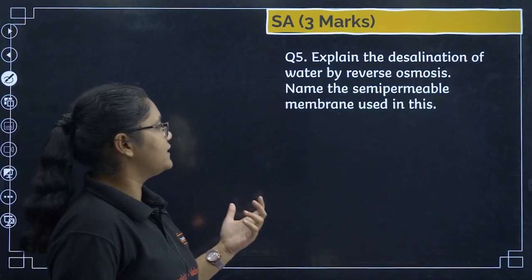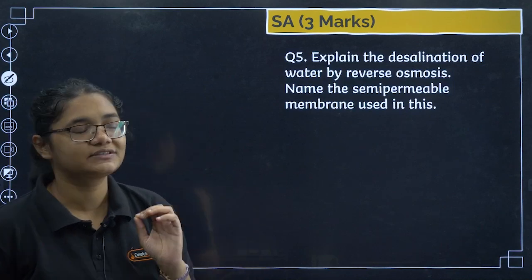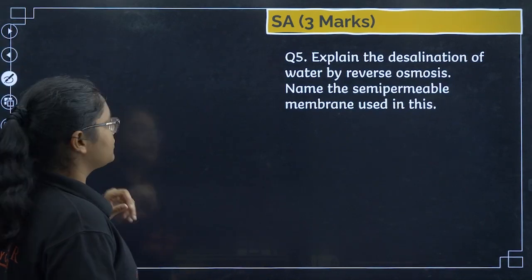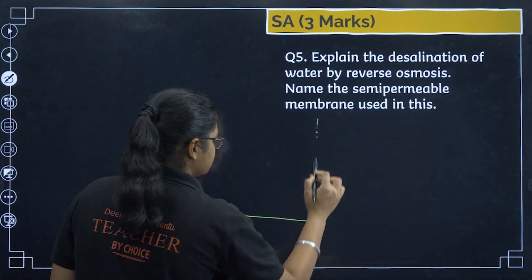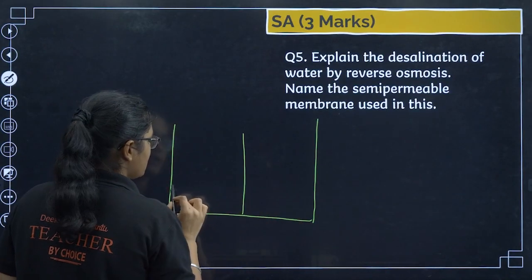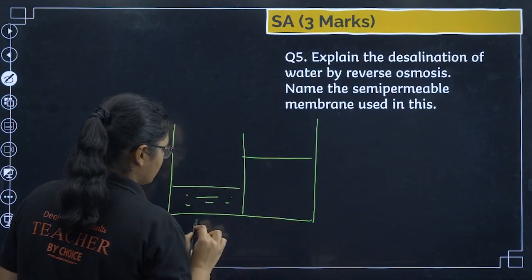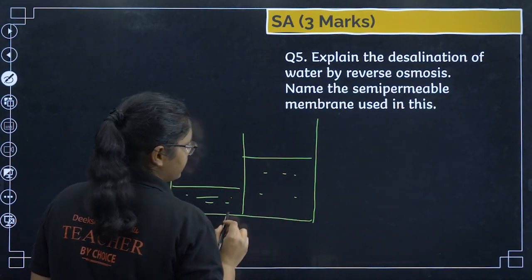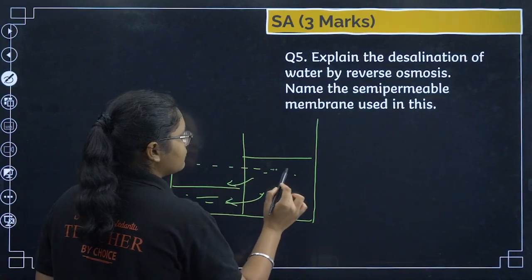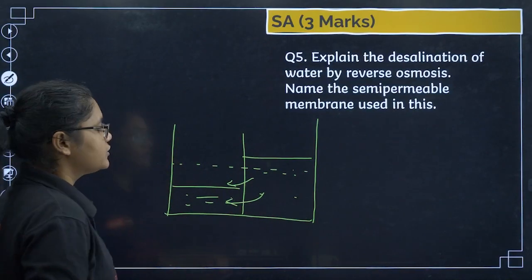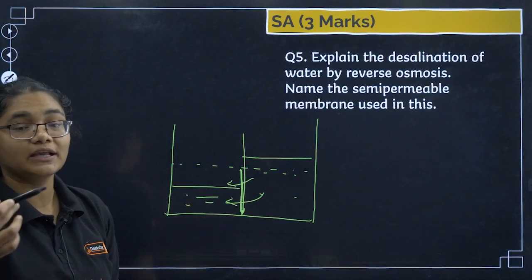Next, explain the desalination of water by reverse osmosis. Name the semi-permeable membrane used in this. So desalination of water by reverse osmosis. So if you know what is osmosis, so if I have two sides, here it is less concentrated, here it is more concentrated. So what will happen? Water will flow in this direction till the level of water in both the case becomes equal. So the pressure that is required here to stop this osmosis is called as osmotic pressure.